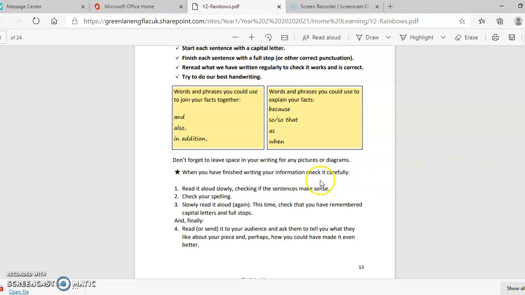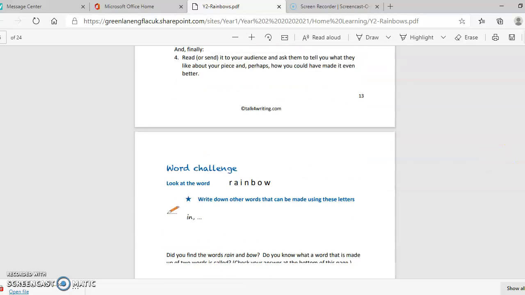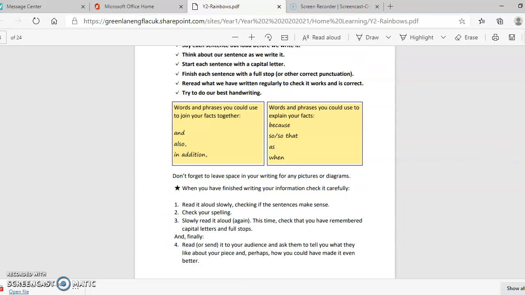We also need to make sure that you're leaving space in your writing for your pictures or diagrams. So when you finish writing it, that is when you would add your pictures in, but you've got to finish your writing first. So you do one sentence, then maybe leave a space if you want to be putting a diagram in there as well. So that is going to be your challenge for today.